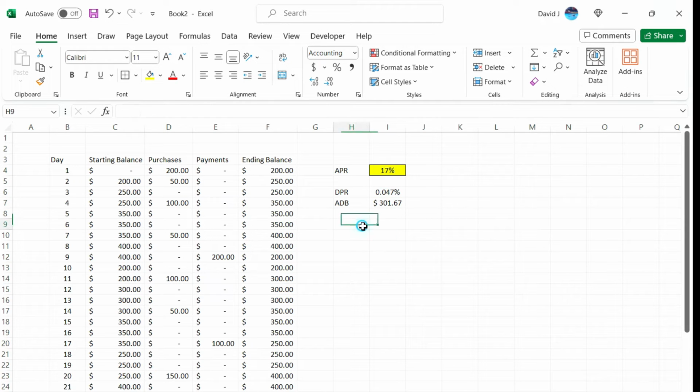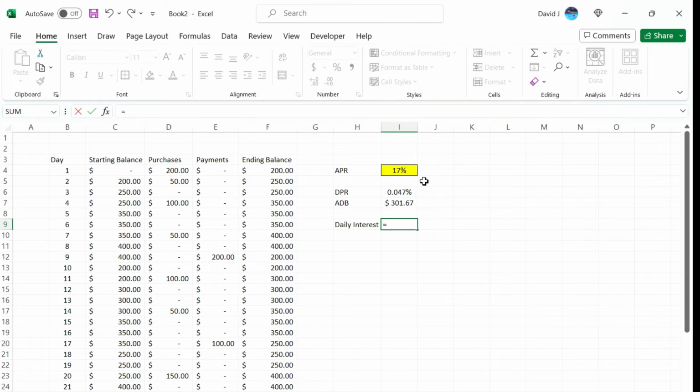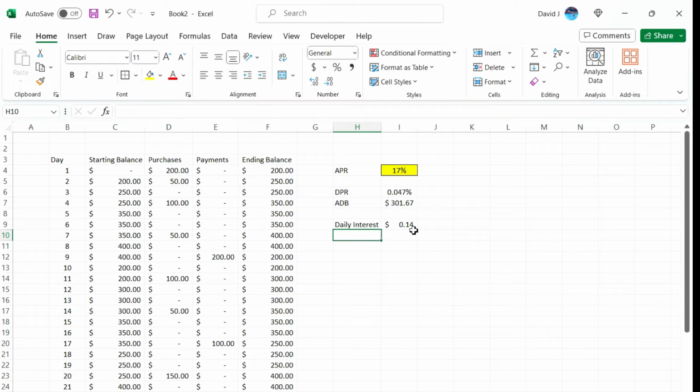Next up, let's calculate the daily interest charge. And so no special acronym for this one. In this case, we're just taking that daily rate and then multiplying it by the average daily balance. And that tells us about 14 cents per day. Now, obviously, there's more decimal places in here.